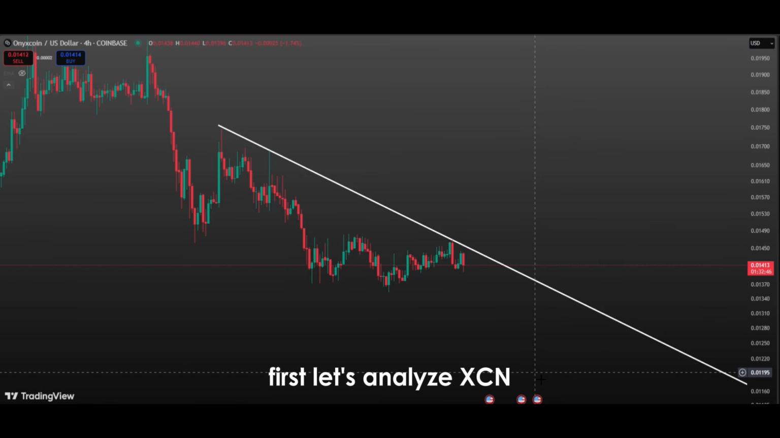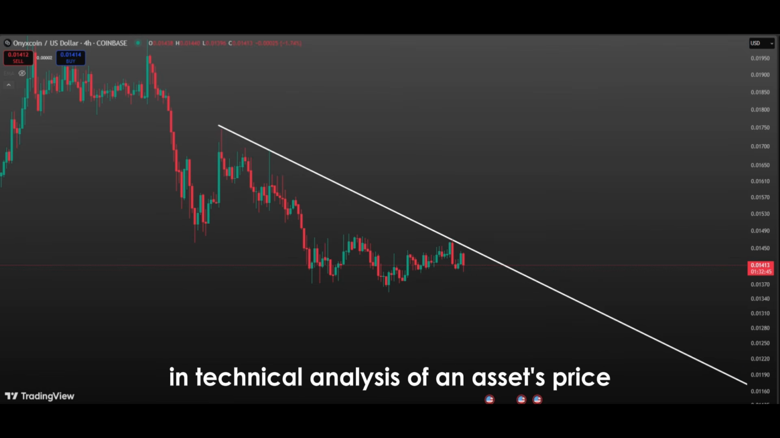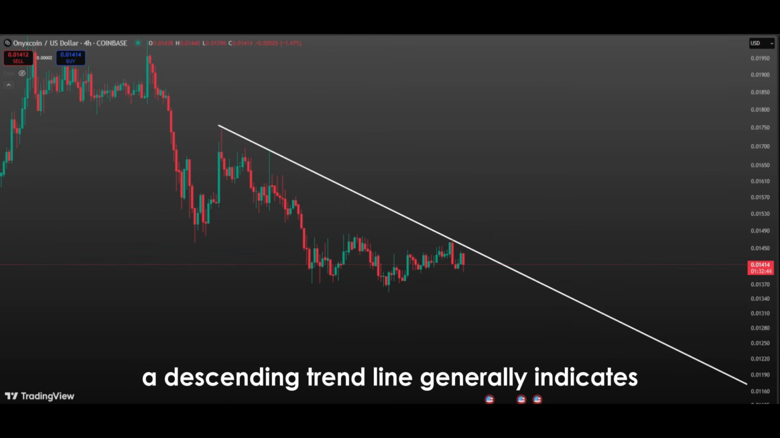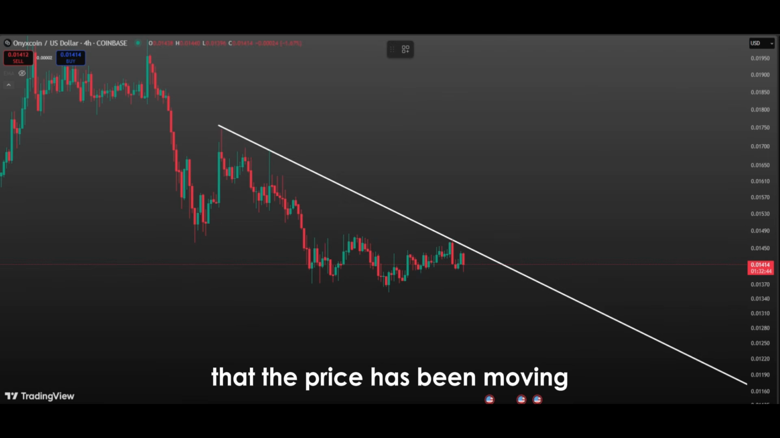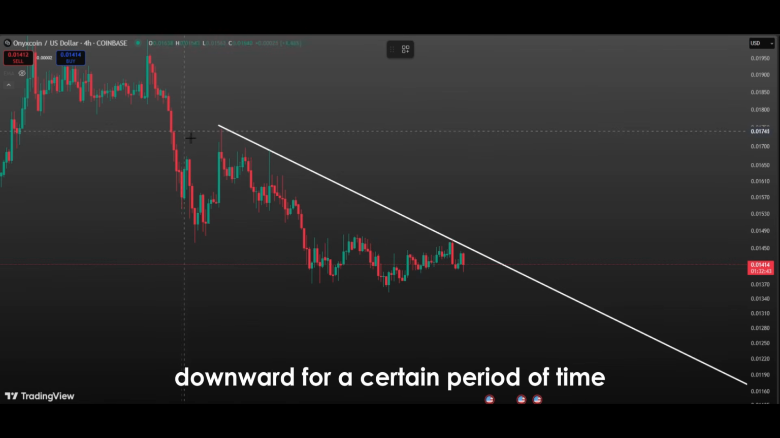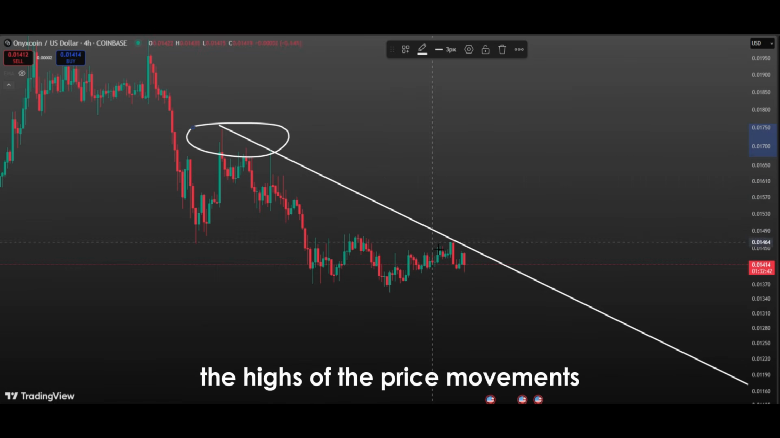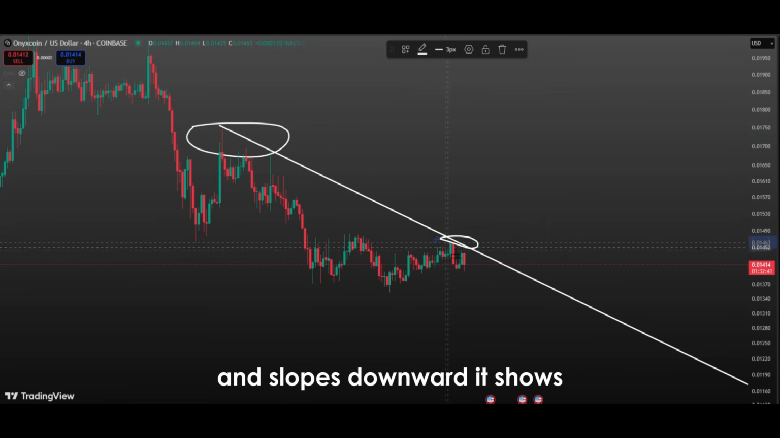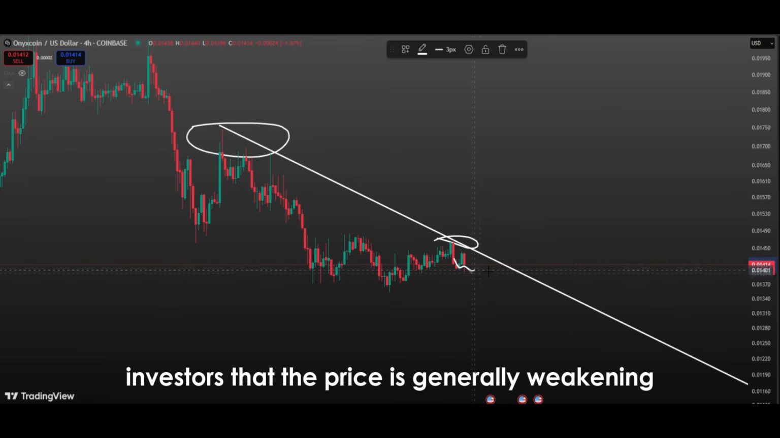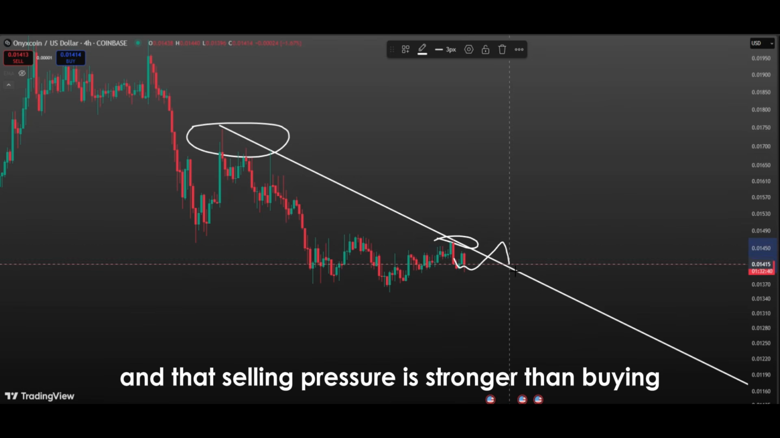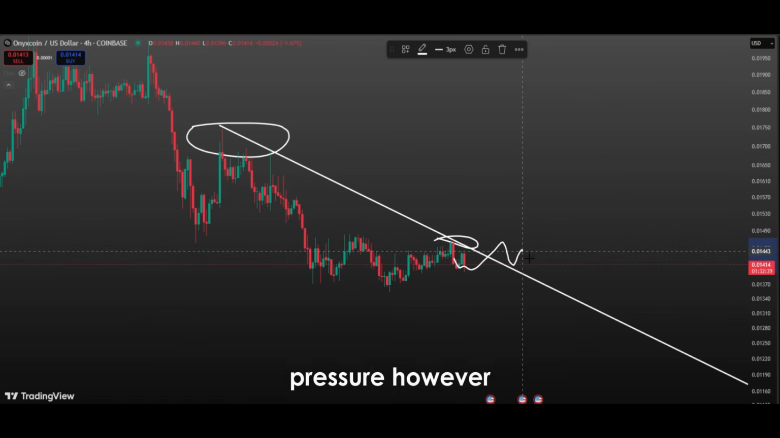First, let's analyze XCN. In technical analysis of an asset's price, a descending trend line generally indicates that the price has been moving downward for a certain period of time. This descending trend line is a line that connects the highs of the price movements and slopes downward. It shows investors that the price is generally weakening and that selling pressure is stronger than buying pressure.